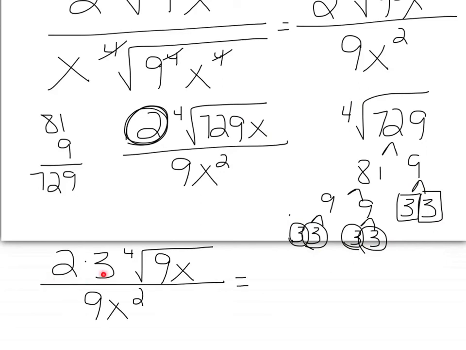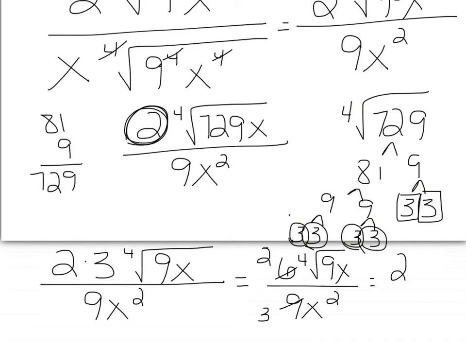So I'm going to multiply this 2 and this 3, leaving me 6 times the 4th root of 9x over 9x squared. And then this 6 and this 9 can be reduced to 2 over 3, which gives me 2 times the 4th root of 9x over 3x squared.